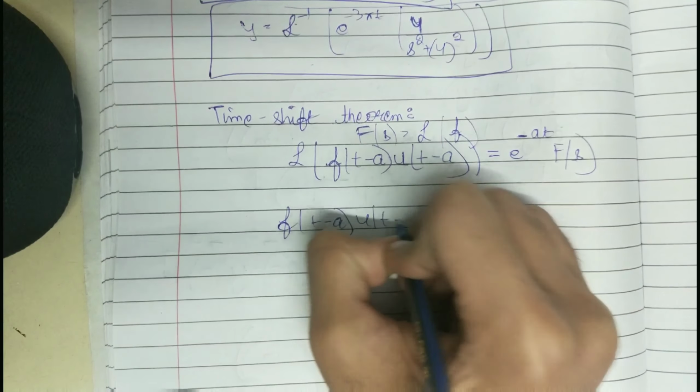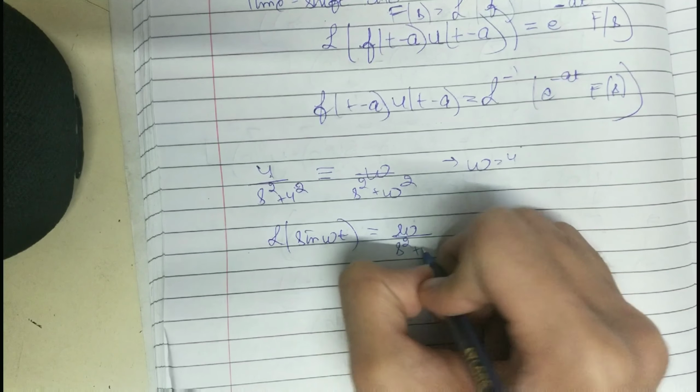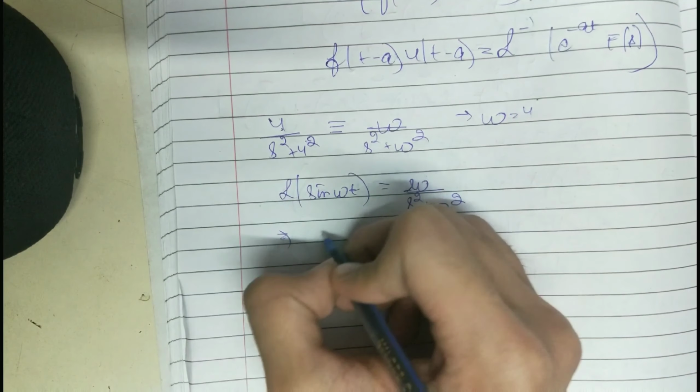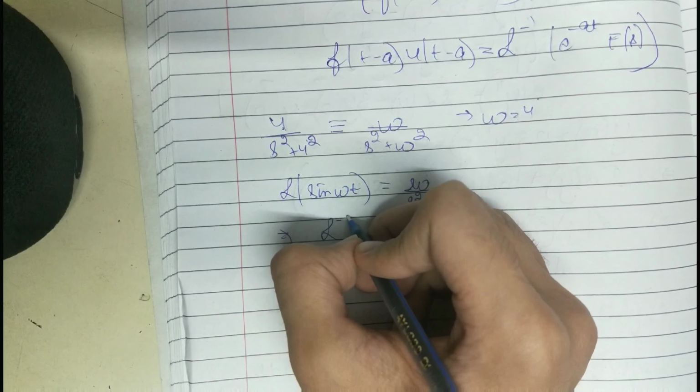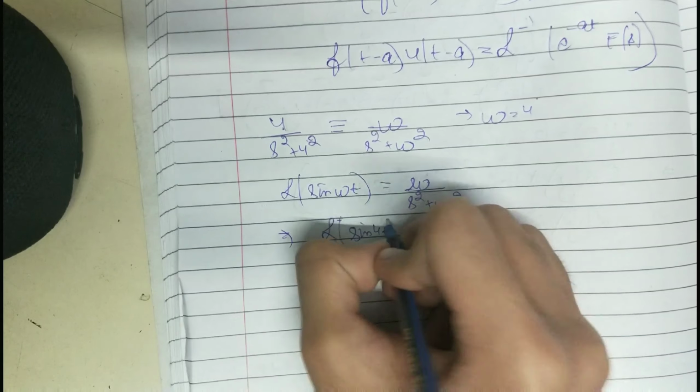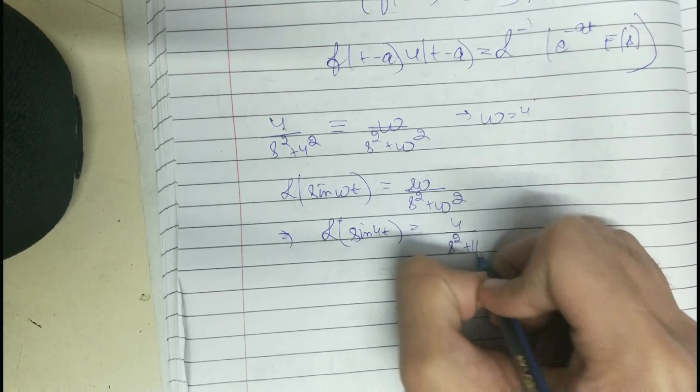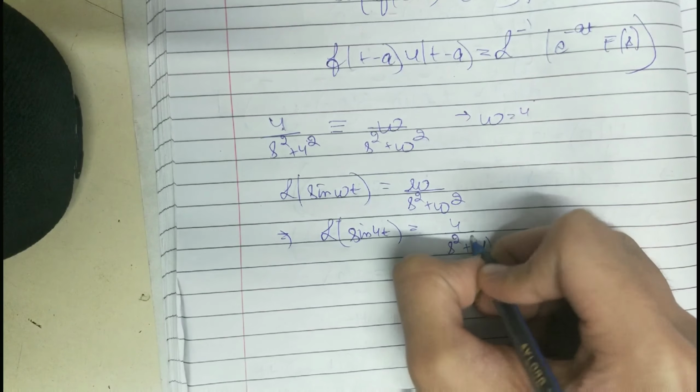Now if we carefully examine 4 divided by s square plus 4 square, it can be compared with the general form omega over s square plus omega square, and we know that Laplacian of sine omega t is omega over s square plus omega square. In this case omega is 4. So basically Laplacian of sine 4t is 4 upon s square plus 16, or 4 square, even better, right?